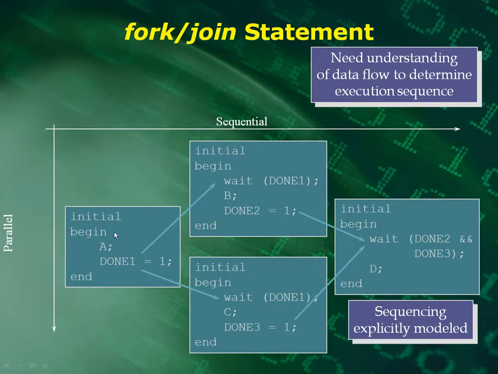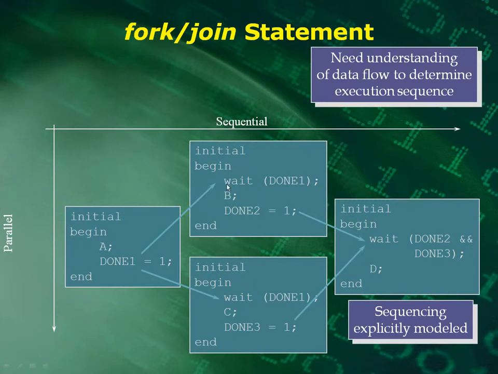So here I have a block, and this just represents one or more statements. We're just calling them statements A, and when those statements are done, then I'm going to set a flag called done. Now, after this block executes, I want these two blocks to execute in parallel, and then after both of these have finished, I want this to be executed. So this is our sequential order, but these two here I want to be done in parallel.